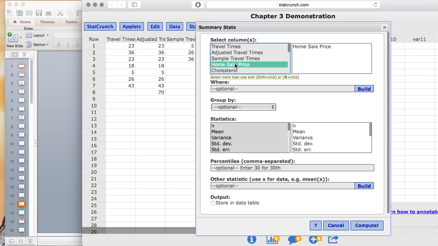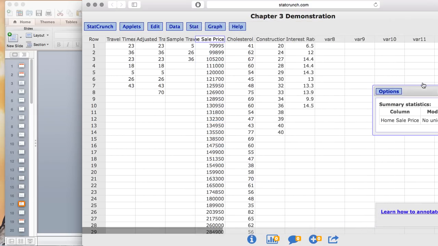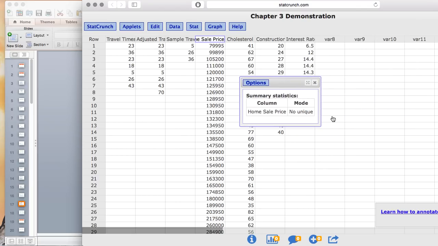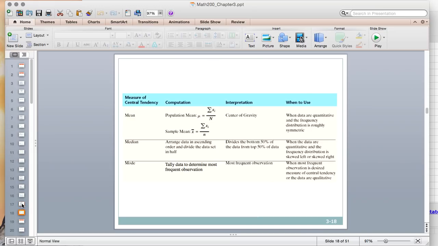We do this the exact same way that we found mean and median, but instead of selecting those, all you have to do is just go down here, and mode is somewhere on here. Mode is the very last thing. So I'm going to go ahead and select that and click compute, and there are no unique numbers, so there is no mode for the sale price data, but if there were one, it would give me that there. So again, stats, summary stats, and then you just select mode.